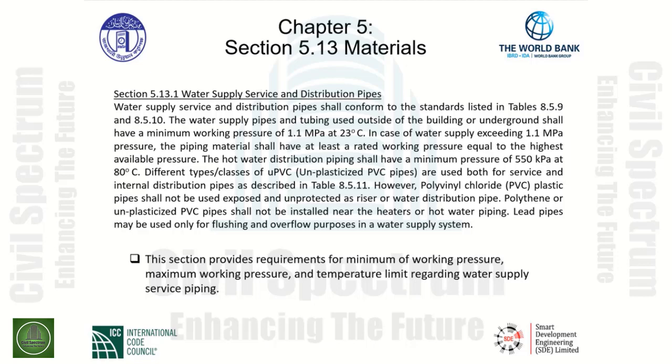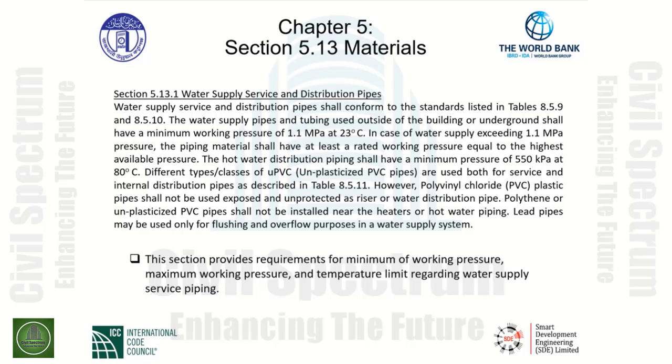Different types, classes of unplasticized PVC pipes are used for both service and internal distribution pipes, as described in Table 8.5.11. However, polyvinyl chloride PVC plastic pipes shall not be used exposed and unprotected as riser or water distribution pipe. Polyethylene or unplasticized PVC pipe shall not be installed near heaters or water heater piping. Lead pipes may be used only for flushing and overflow purposes in a water supply system.